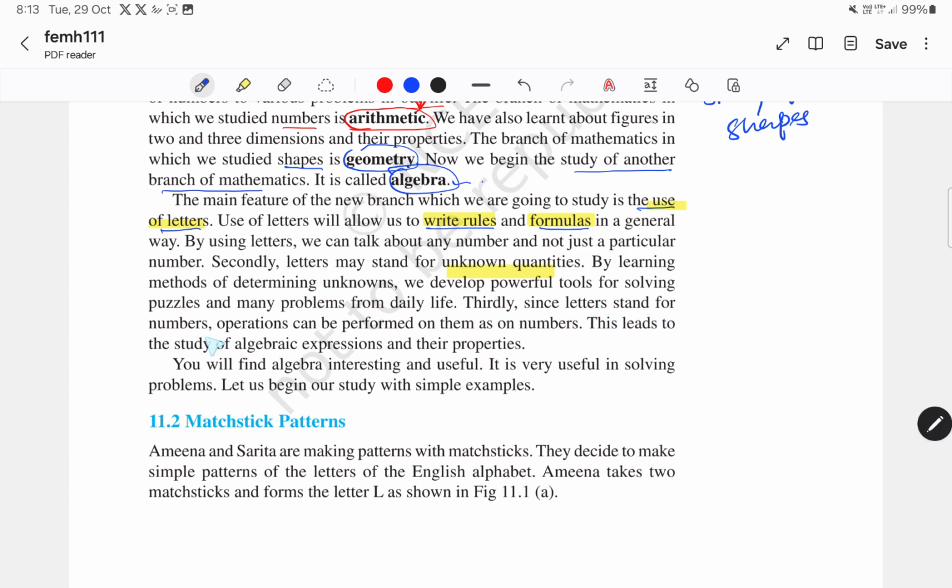Thirdly, since letters stand for numbers, operations can be performed on them as on numbers. Now we use letters in algebra, so we will perform operations on these letters because letters stand for numbers. This leads to the study of algebraic expressions and their properties.